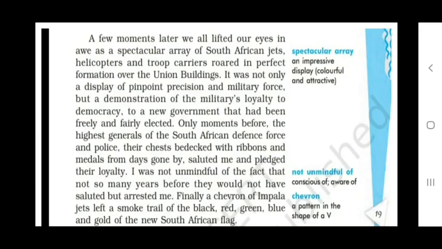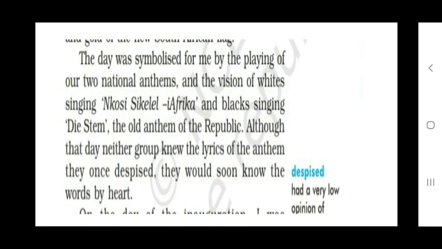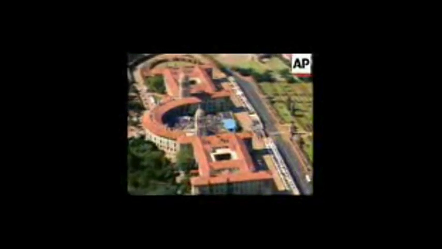So let's begin the portion of the chapter. Till now, what we have read is that the inauguration ceremony is taking place in the Union Buildings in Pretoria, and Nelson Mandela's speech is given here. So before beginning all this, I would like you to see a video, and after that we'll continue the chapter. Let's see the video.